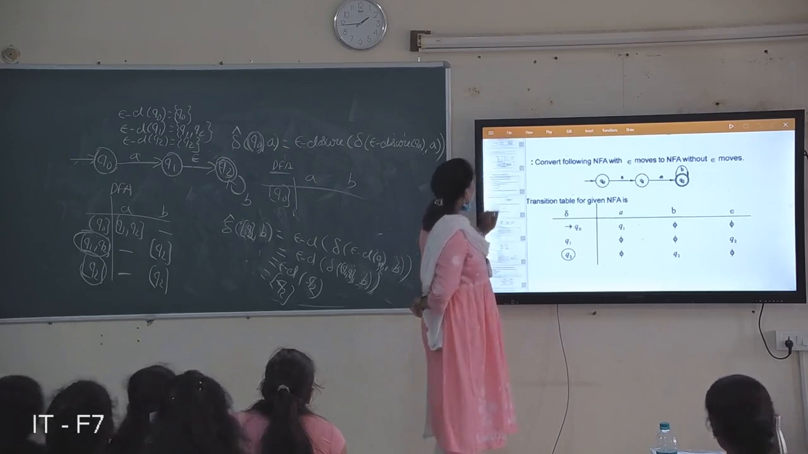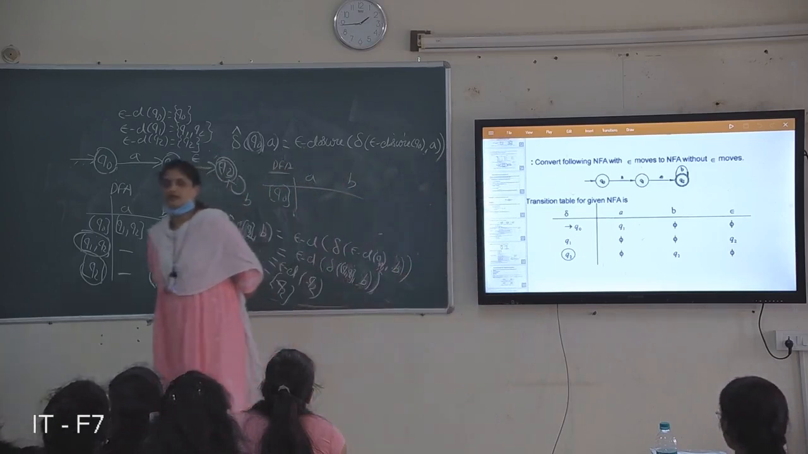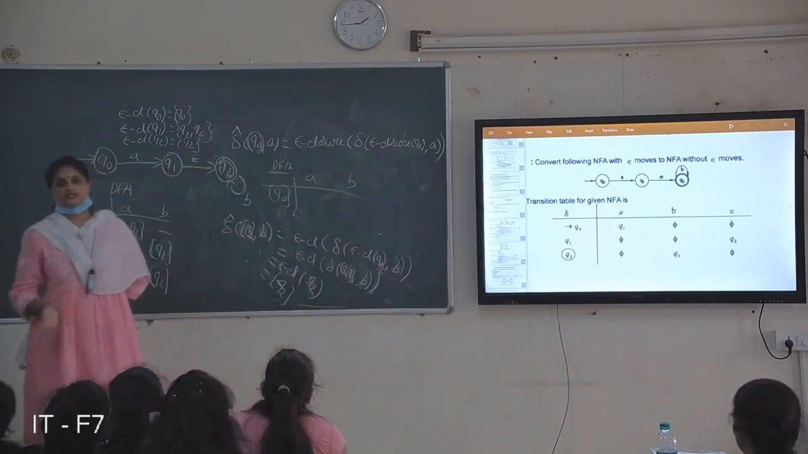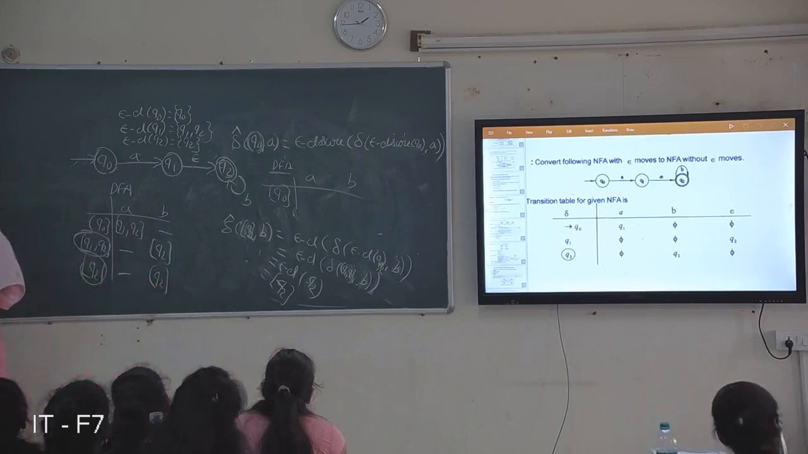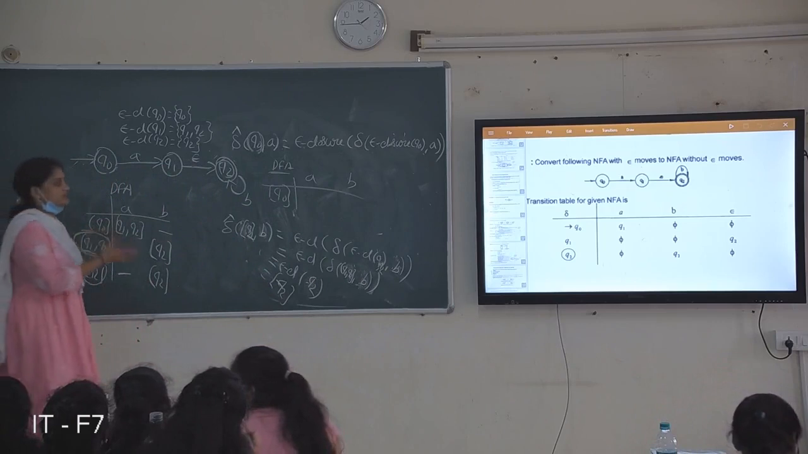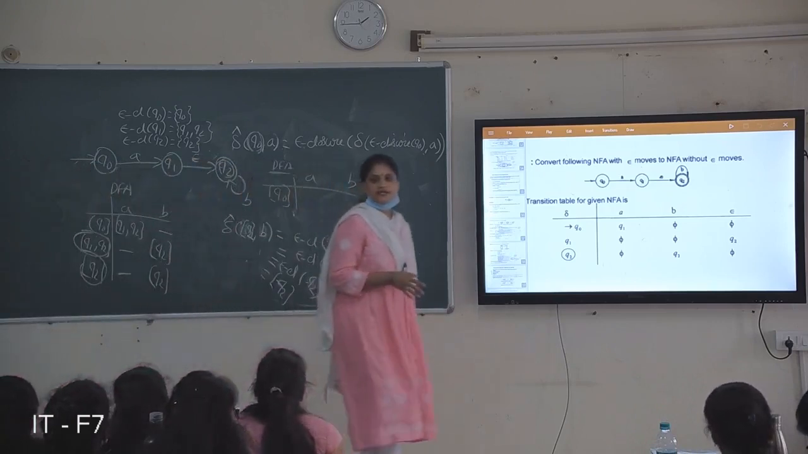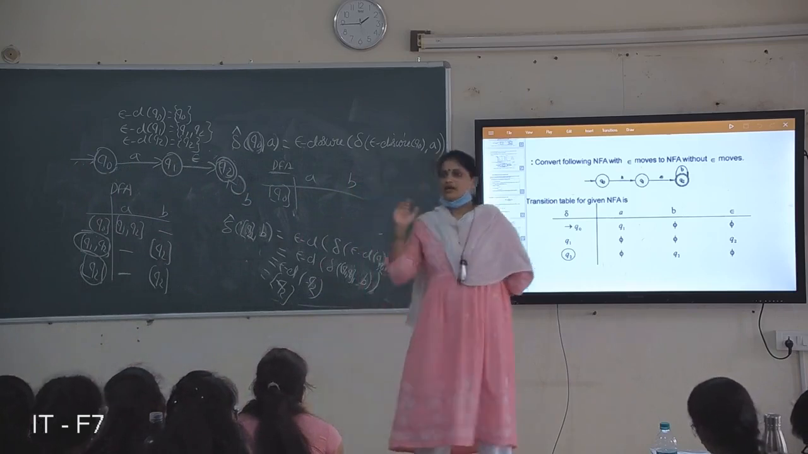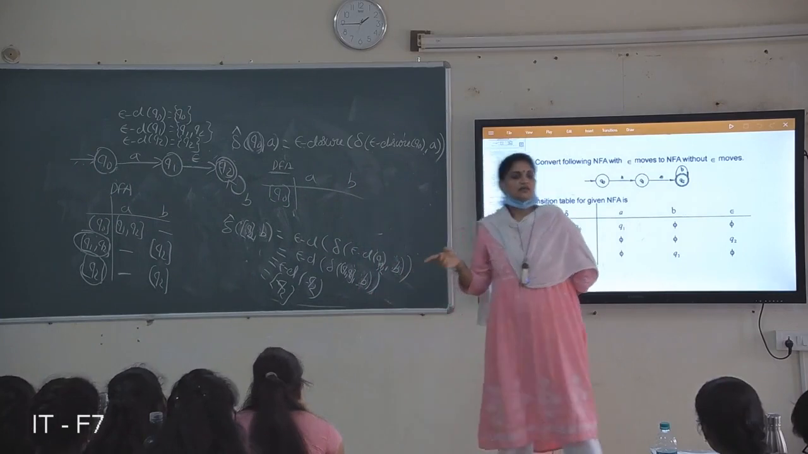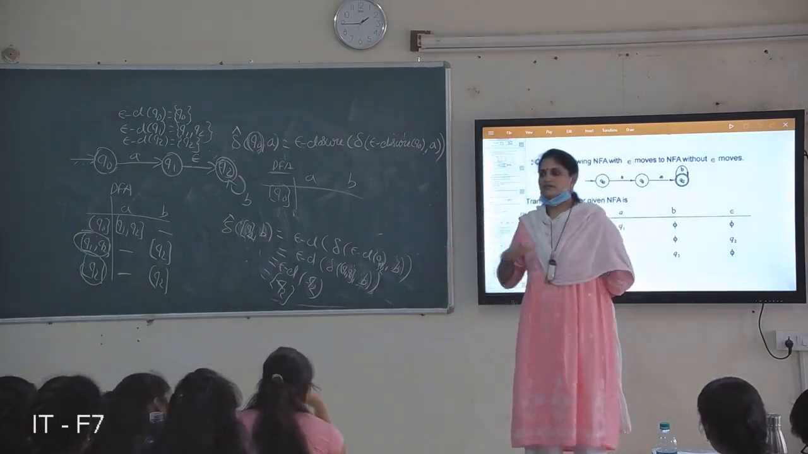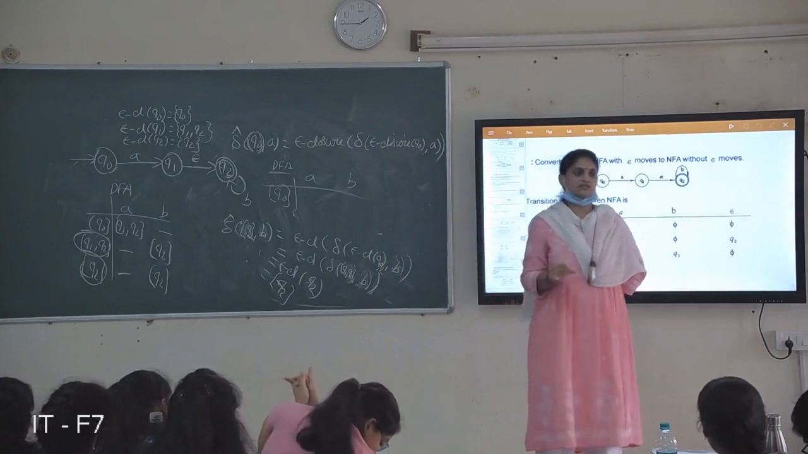About the first unit, they ask 10 short answer questions and 5 questions. Of the 5 questions, 2 come from the first unit, 2 from the second unit, and 1 from the third unit. In the first unit, look at the phases of a compiler, the difference between compiler and interpreter, and all the conversions: NFA to DFA, regular expression, writing a regular expression, and DFA minimization. These conversions are very important.